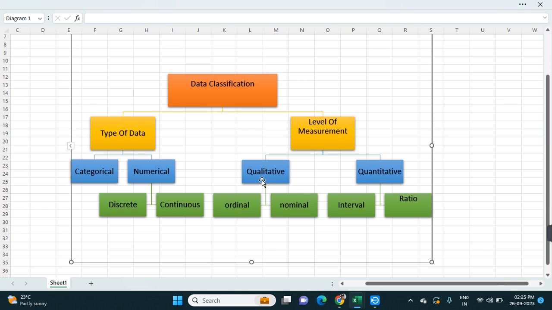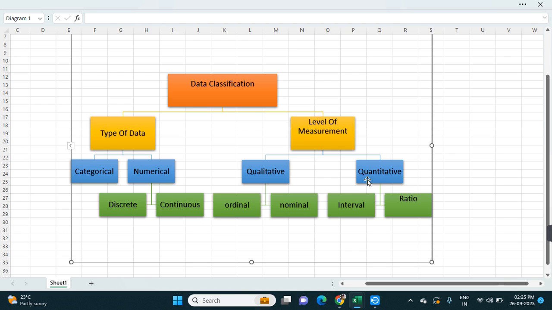Then the next one in qualitative data is nominal data. That data is qualitative, but we can't order it by any criteria. For example, the data related to the type or color of a car: red, green, blue, black. That is qualitative, but it can't be ordered. We can't say red is greater than black is greater than white. No. That type of data is called nominal data.